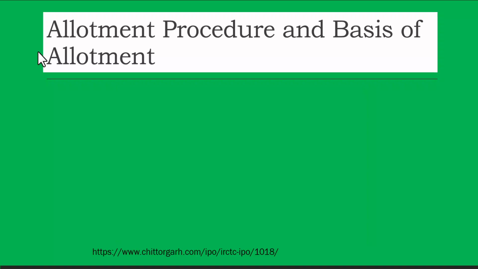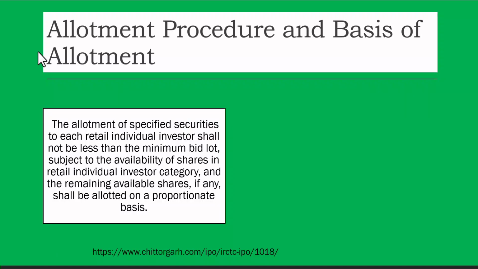The allotment of specified security to each retail investor, so this is very important, shall be not less than the minimum bid lot, subject to availability of shares. Now, all the retail investors should get at least one lot. That is what SEBI says. Suppose as a retail investor, I have applied for 2 lots or 3 lots or 4 lots, but the company has got a big response. So at least one lot should be given to each retail investor, subject to availability of shares.